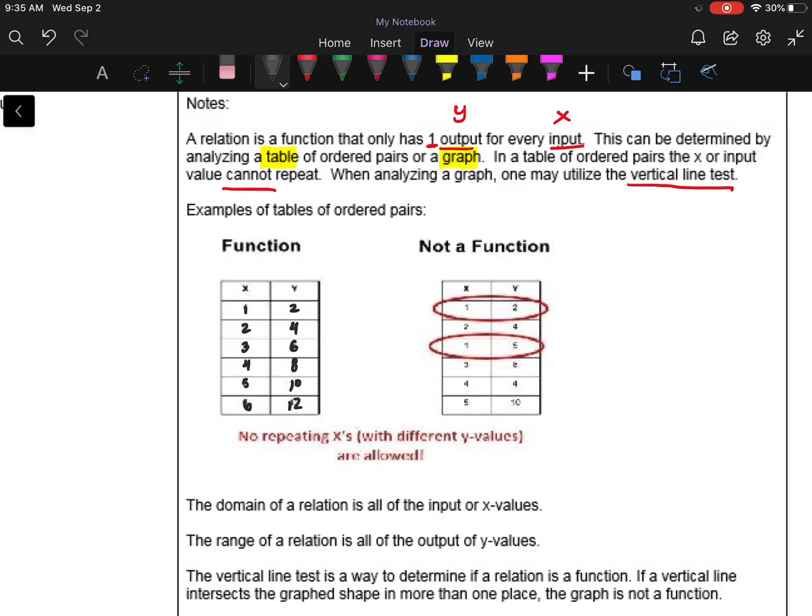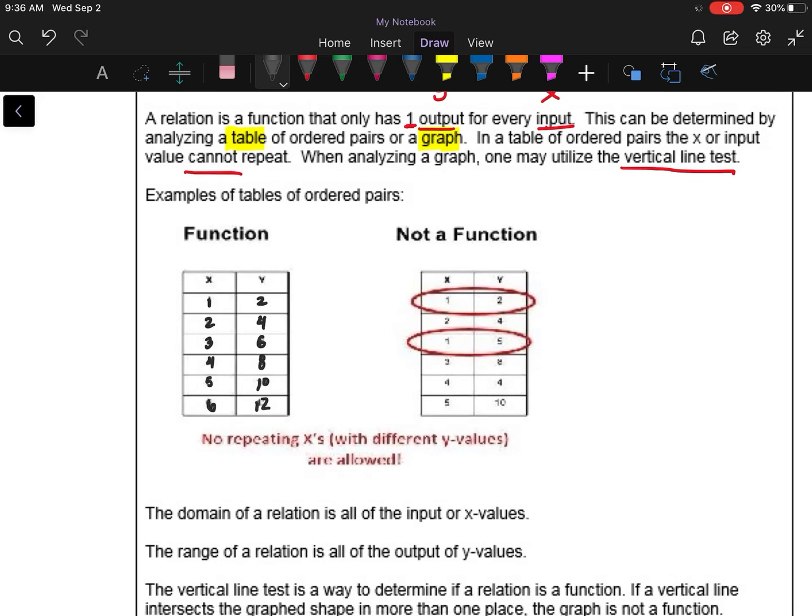But if we're looking at this one, we have two inputs of the same number, right? If we input a 1 here, so these are 1s and 1s, you'll notice that it gets two different outputs, even though the input is 1 on both of these.